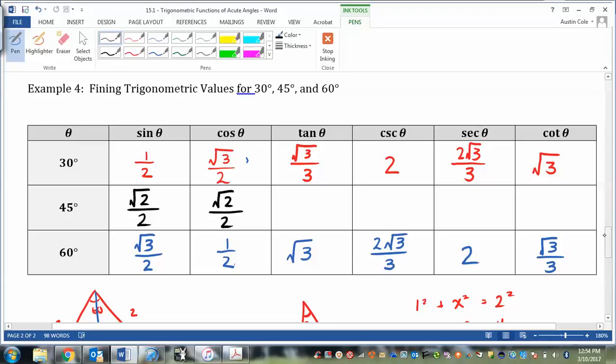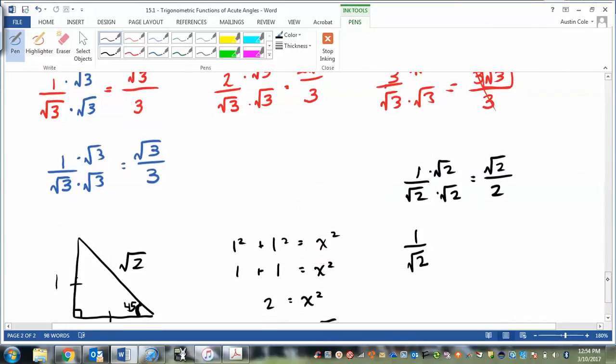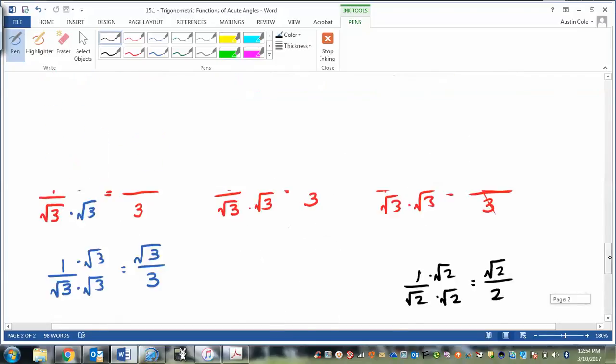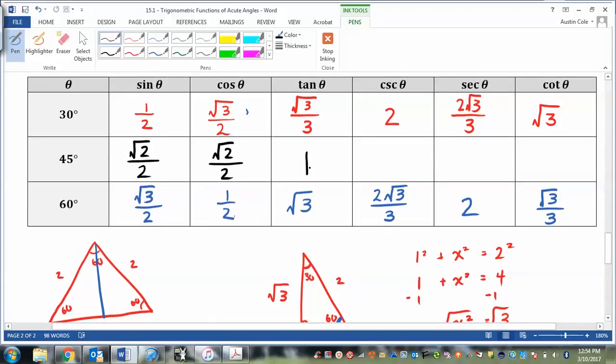Tangent. Tangent of 45 is opposite over adjacent, which, look at our picture. I'm not going to scroll down because it takes me a while to... 2 over 2, isn't it? 1. Okay, I lied. I'll go down to my picture. Where's the square root of 2? Square root of 2. Opposite over adjacent, which is 1 over 1. So 1.